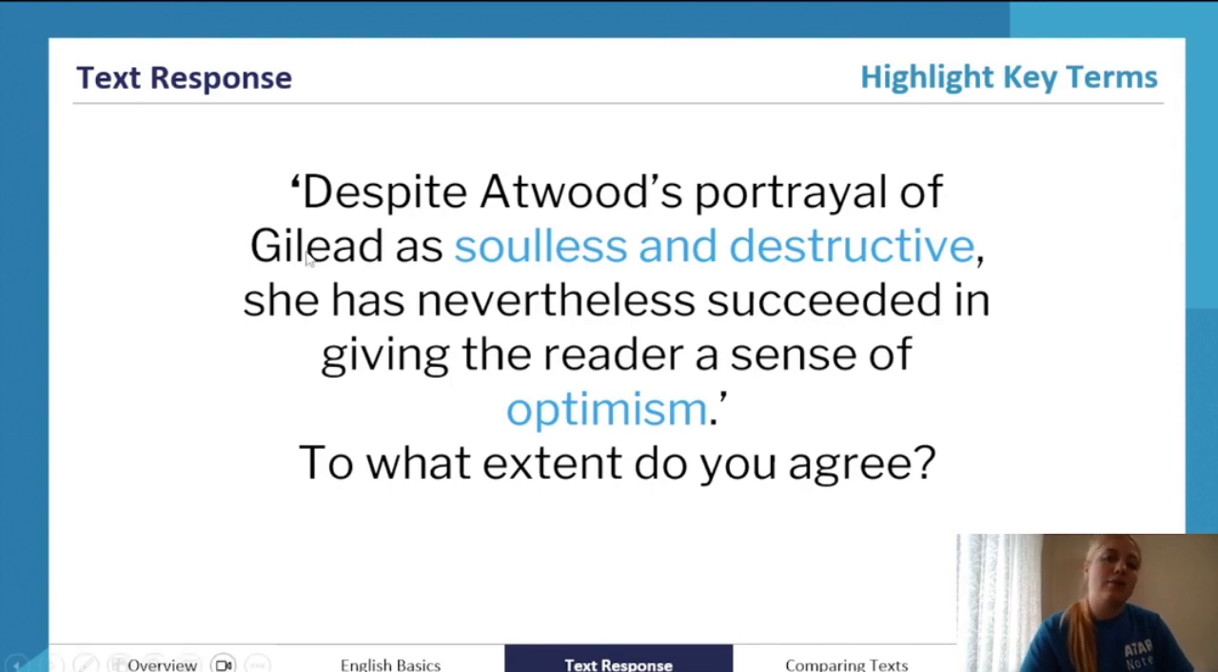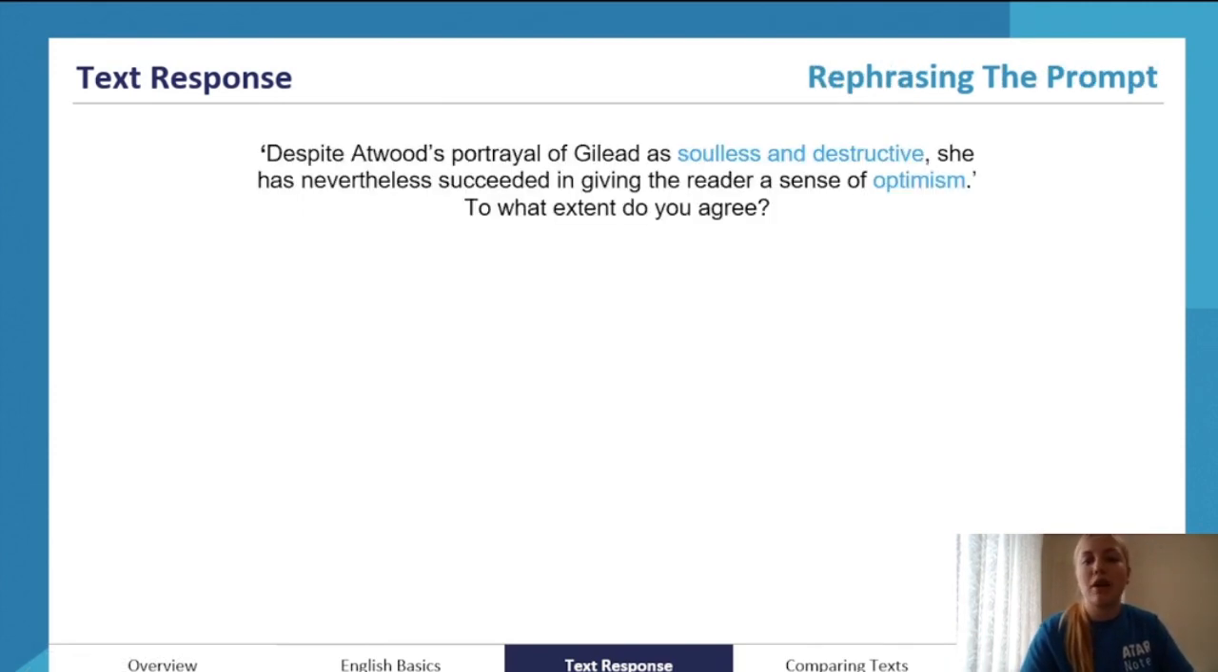So we need to break down if Gilead is soulless, and how is he portrayed as soulless? Where do we see this? Is he destructive? Also, where do we see this? And was she even aiming? Was Atwood even aiming to create a sense of optimism in Handmaid's Tale? Or we can also question, did she succeed? Maybe she tried, but she did not succeed. Or maybe she wanted to give the reader a different feeling, not optimism. So those are the kinds of things we can have for our third most complex body paragraph argument.